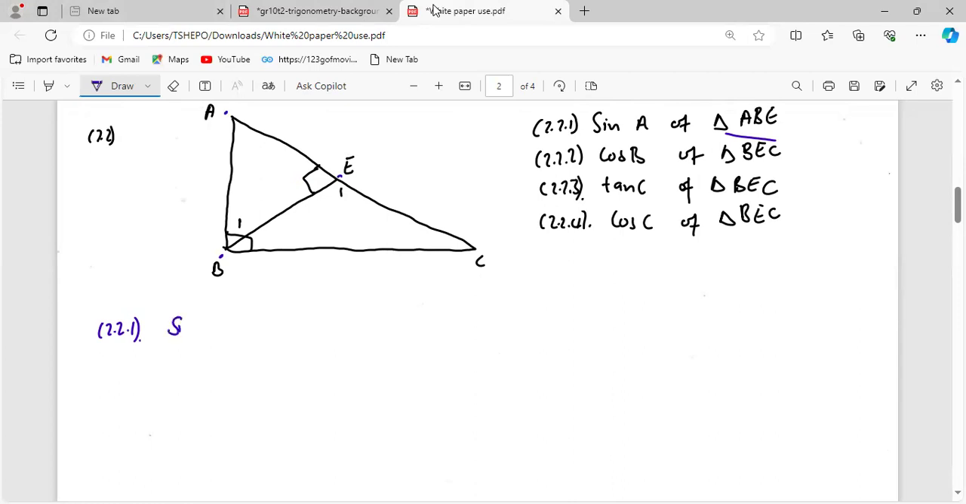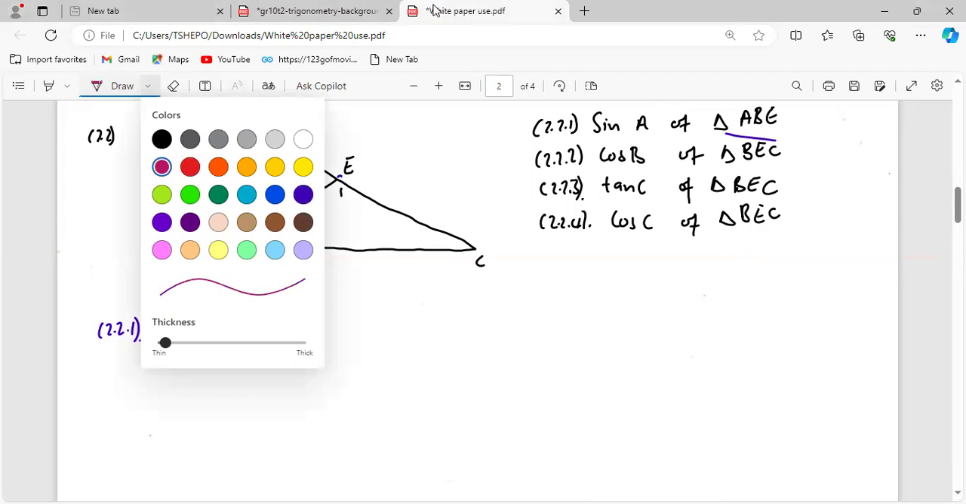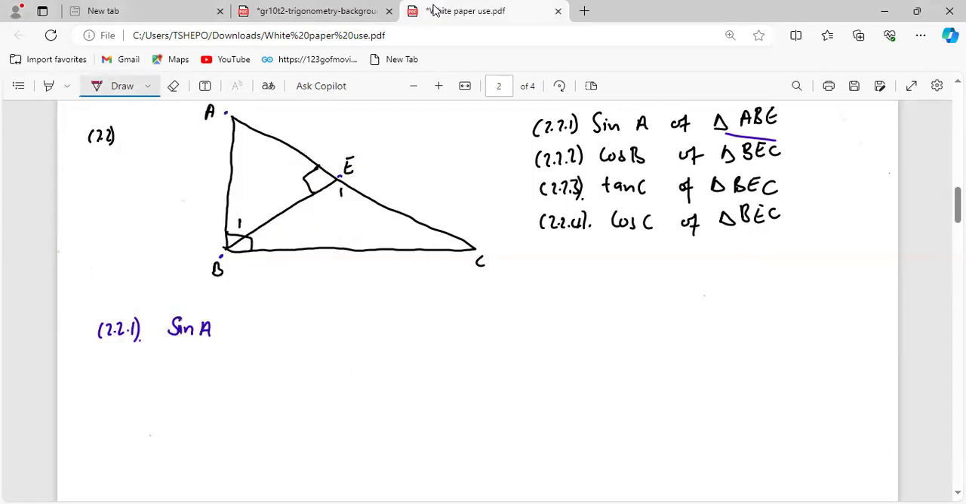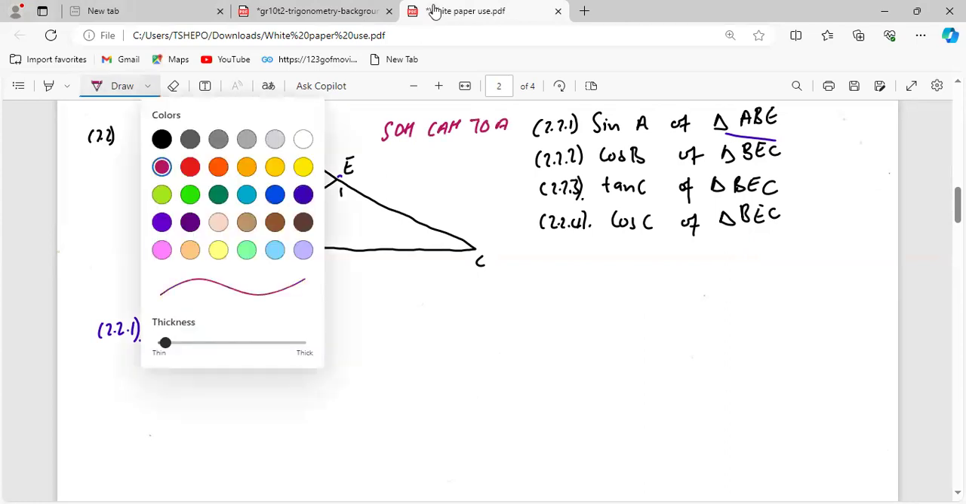So sine A of that triangle, remember, what did I say to you? Always, same basics over and over again. You're going to use your SOHCAHTOA, right? So, let me write it here. SOHCAHTOA, all the time. Makes life much easier.